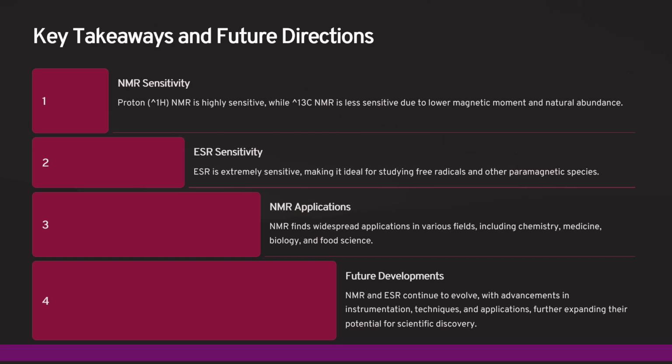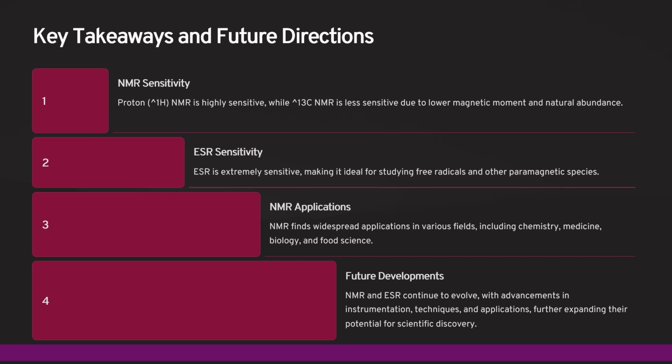ESR sensitivity: electron spin resonance is extremely sensitive, especially when studying free radicals and other paramagnetic species. This high sensitivity makes ESR ideal for investigating reactive intermediates and free radicals, which are difficult to study with other techniques like NMR.